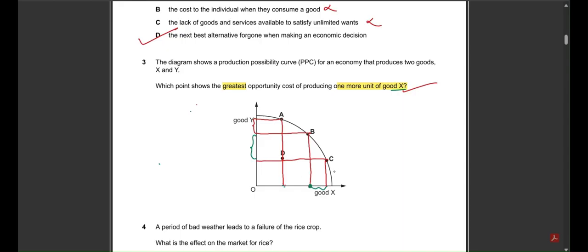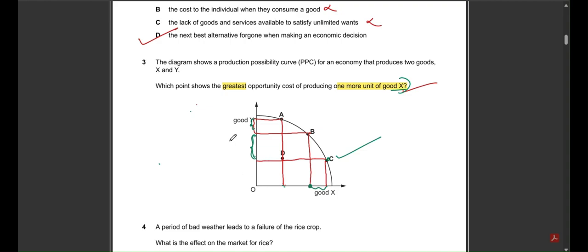Alright, so the question is, which point shows the greatest opportunity cost of producing one more unit of good X? The right answer would be C, because if I'm moving from B to C, I have to sacrifice the maximum as compared to this part. So the right answer would be option C. I hope you all are able to get this question. Just remember, for this type of question, use your scale and connect the dots. Then this question would be easier to answer.